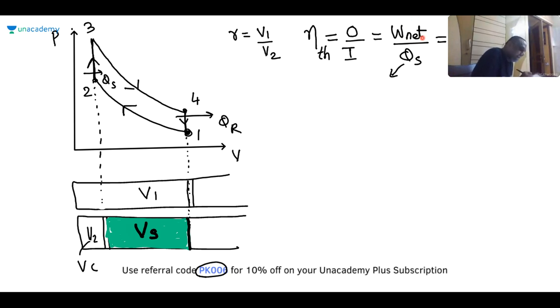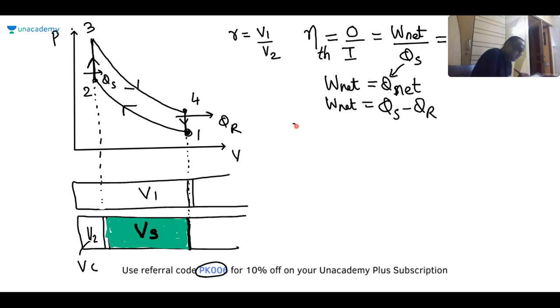net work is also equal to net heat. This you will be studying in the first law. So net work is equal to net heat. Net heat is always heat supply minus heat rejection. So net work is net heat, and net heat is supply minus rejection. That is the net work by heat supply.